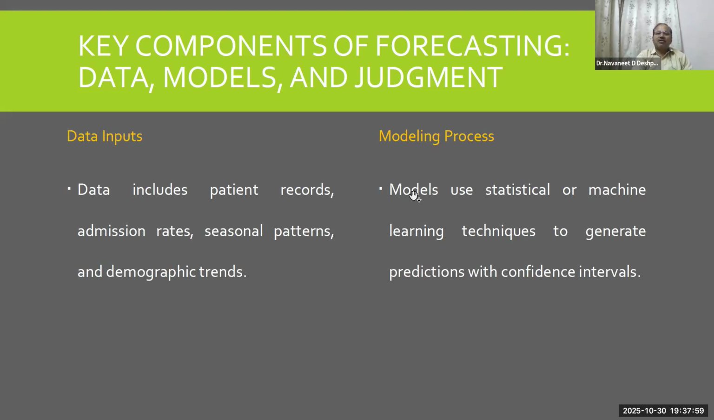And the modeling process can include statistical learning techniques as well as machine learning techniques to generate predictions with confidence intervals. You can have mean, median, mode, regression, coefficient, correlation, so many other steps. As we normally understand statistics, the same things will be applied for any data. And these days it is easier because of AI applications, so modeling becomes easier for those who acquaint themselves with certain applications.